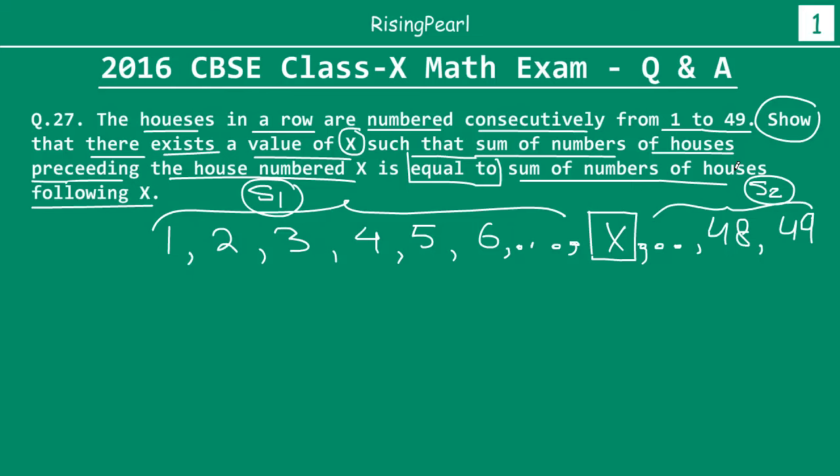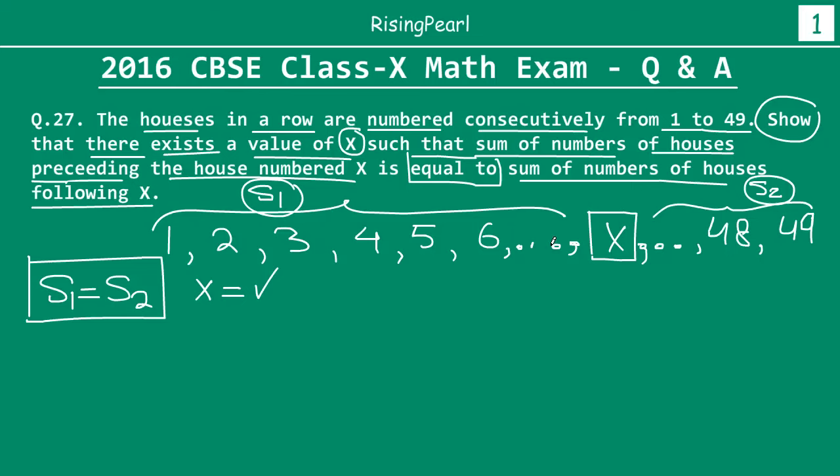So we have to find out that indeed there is a number x such that S1 is equal to S2. This is what we have to find out: that there is a value of x for which this one is equal to this one. So I hope, friends, at this point the question is clear. So how do we do this?